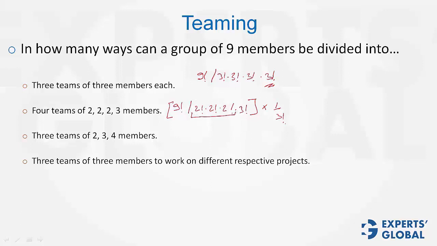Next, 3 teams of 2, 3, 4 respectively. Now, see, the 3 teams are unique. They have different number of individuals. Therefore, this is the answer. You don't have to divide this by anything else.